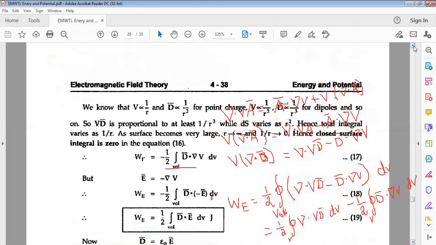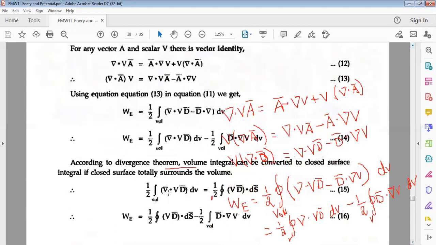So here, now I am using the divergence theorem: the volume integral can be converted to the closed surface integral if the closed surface totally surrounds the volume. See, in the first part, the volume integral del dot V D bar dV is equal to 1 by 2 the surface integral V D bar dot dS bar. Why is this so?